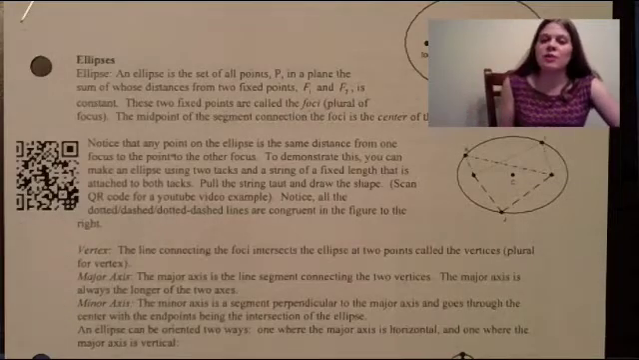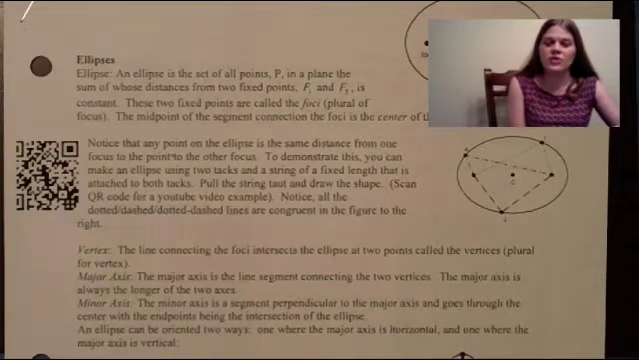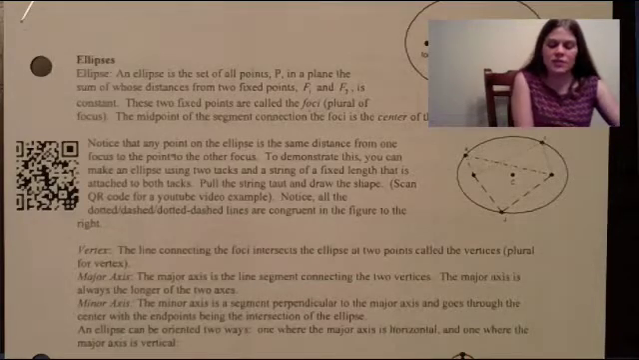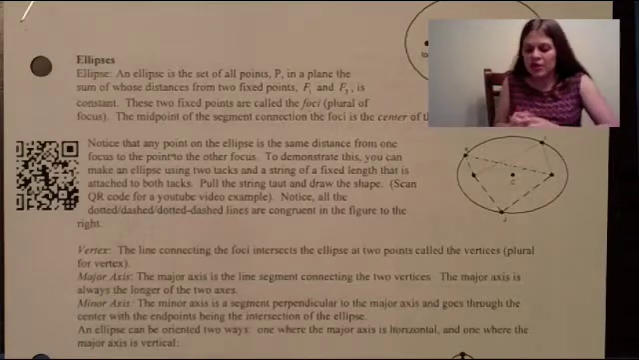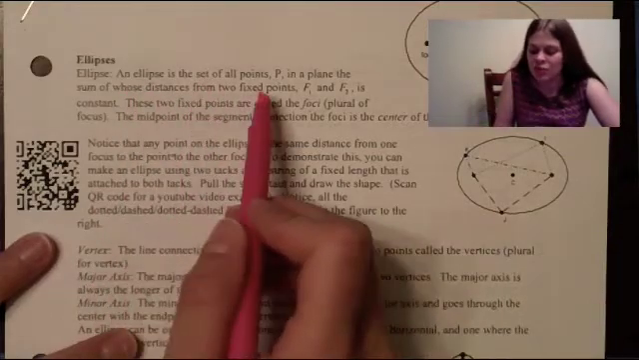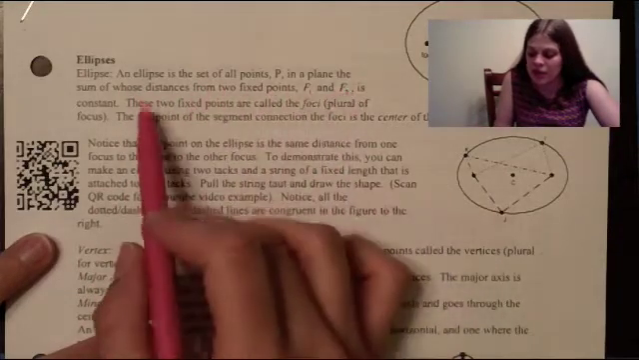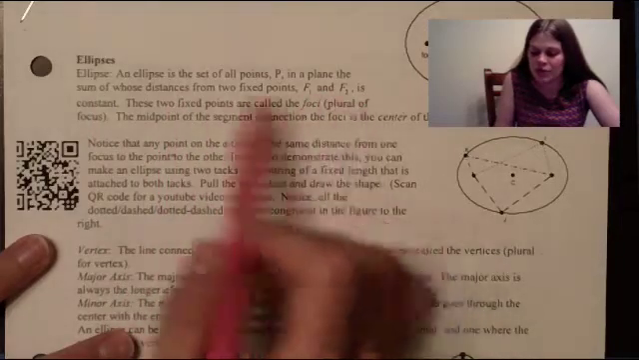Today we're going to be talking about an ellipse. An ellipse is part of what we call conic sections, and it makes a circular kind of shape, like a squished circle. Okay, so the technical definition is the set of all points P in a plane, the sum of whose distances from two fixed points called F1 and F2 is constant.